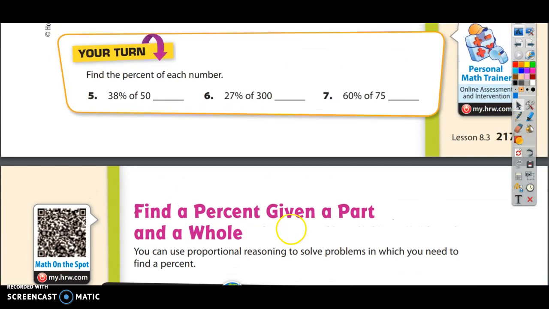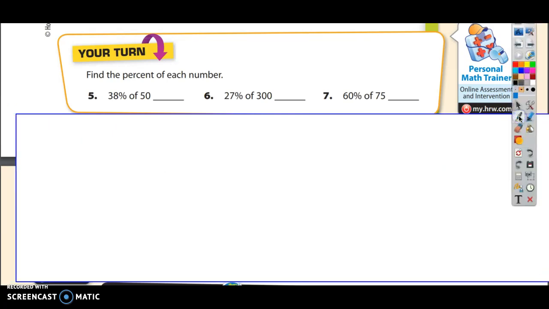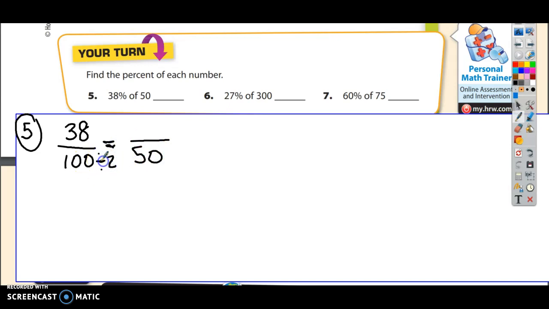Your turn. I'm going to go ahead and make a big whiteboard. I think I'll use one whiteboard. I'll try to show all my work on all of them so you can see the different methods. Number 5 is 38% of 50. And this is going to be a really good one for proportional reasoning because 38% means 38 hundredths. And what do you notice about 50? It's exactly half of 100. So how do I get from 100 to 50? I simply divide by 2. And if you divide that term by 2, you have to divide this term by 2.